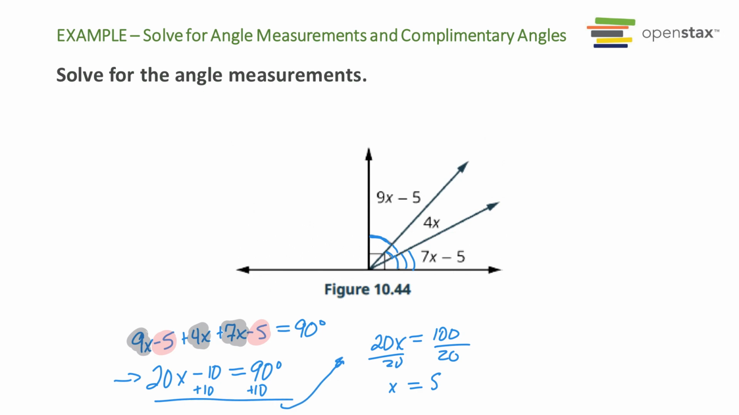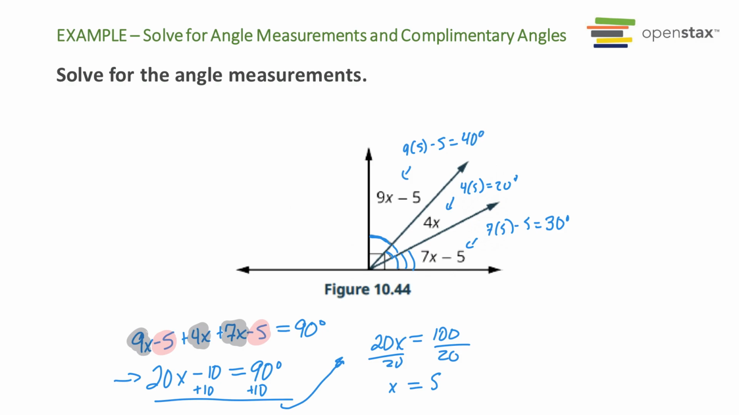So x is 5, so that means we're going to go back and plug into here. So we'll have 7 times 5 minus 5. So that's going to be basically the same thing as 6 times 5, which is 30 degrees. Here we're going to have 4 times 5, which is 20 degrees. And here we're going to have 9 times 5 minus 5, which is basically the same thing as 8 times 5, which is 40 degrees.